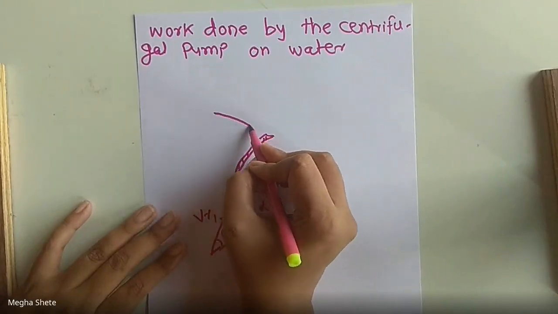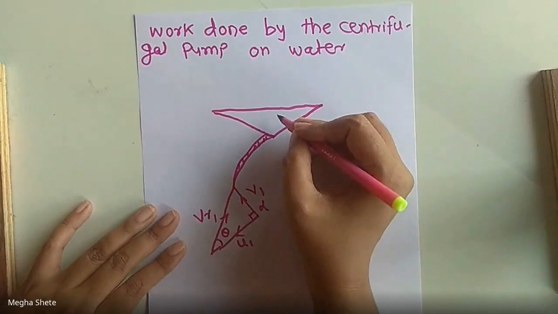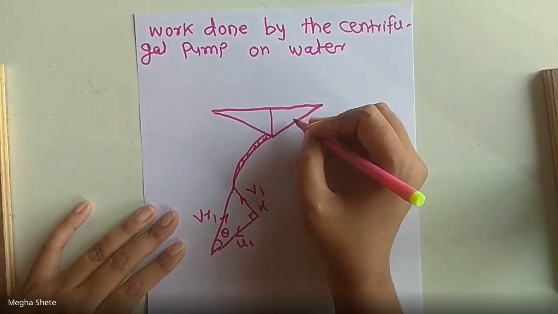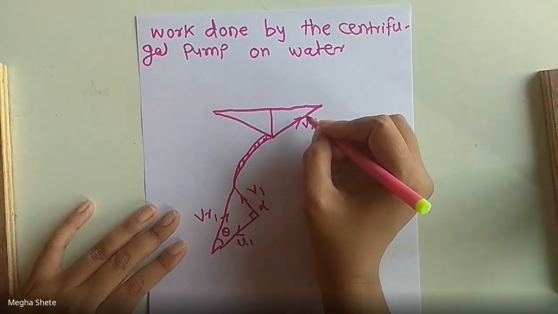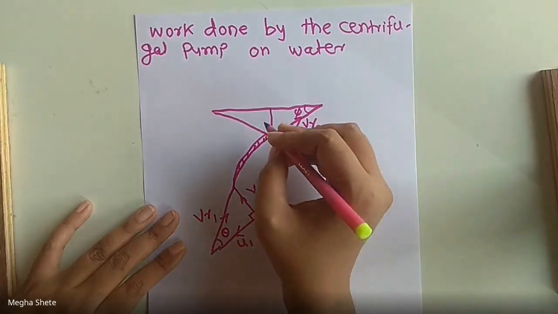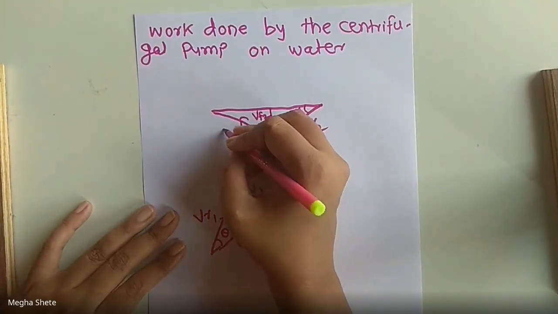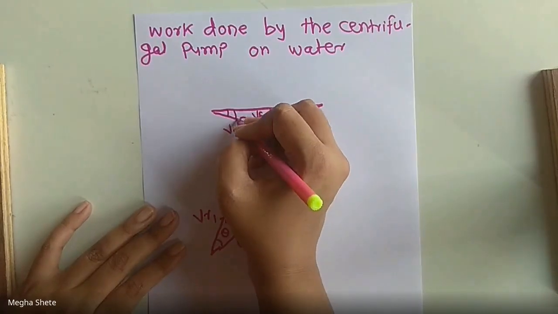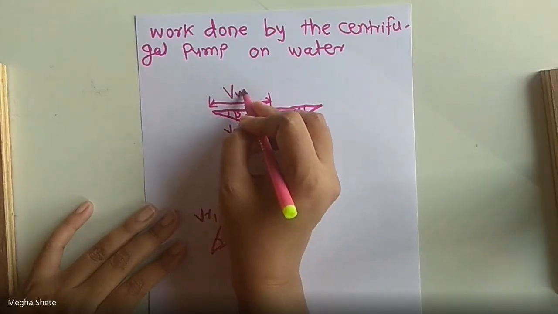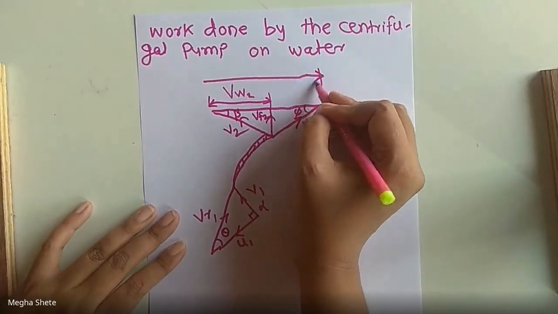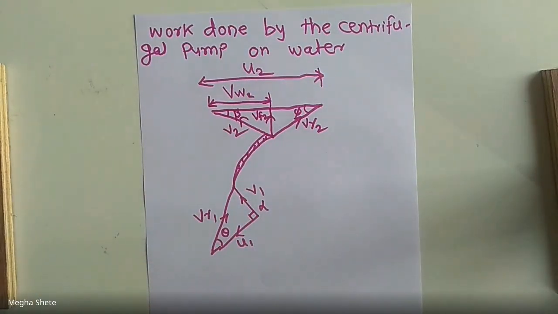Now we will draw outlet velocity triangle. This is relative velocity at outlet. This is angle phi. This is flow velocity at outlet Vf2. This is absolute velocity at the outlet. This angle is beta. Now this component is whirl velocity at outlet and this whole component is equal to tangential velocity at outlet.